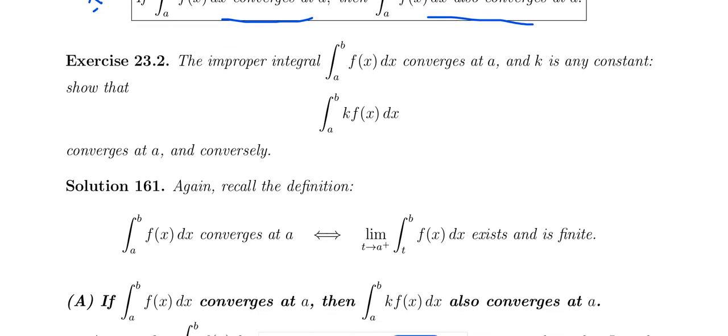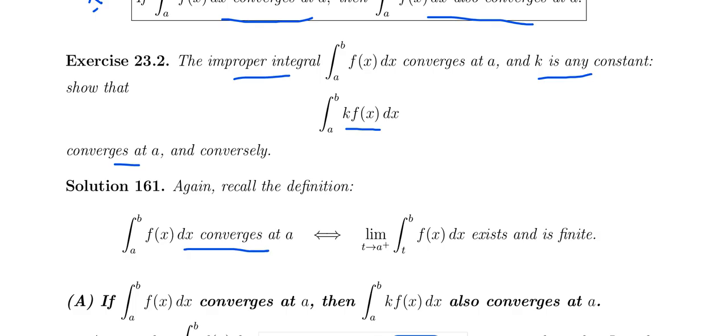Maybe my explanation is a little overloaded, but if you study even 50% of this, it is very useful to you. Integral a to b f of x dx converges at a, and k is any constant. So integral a to b k f of x dx also converges at a. We know the definition; if we apply the definition we get the result. So what is the definition for converges at a?